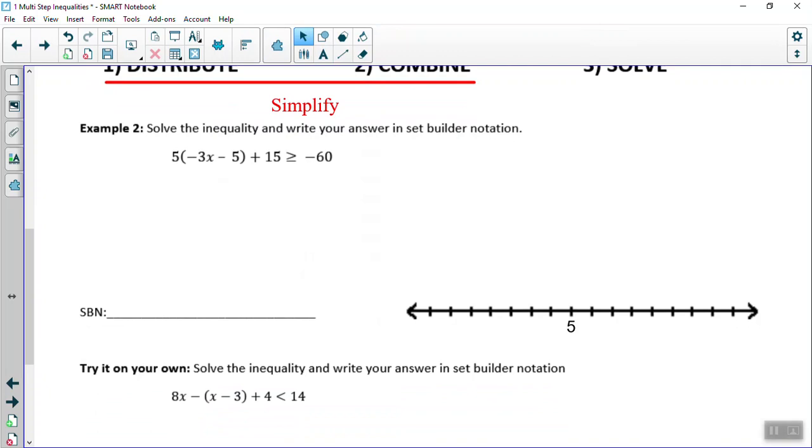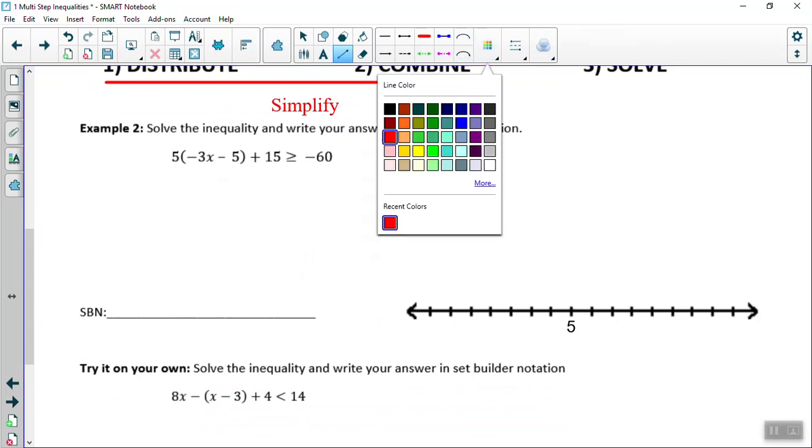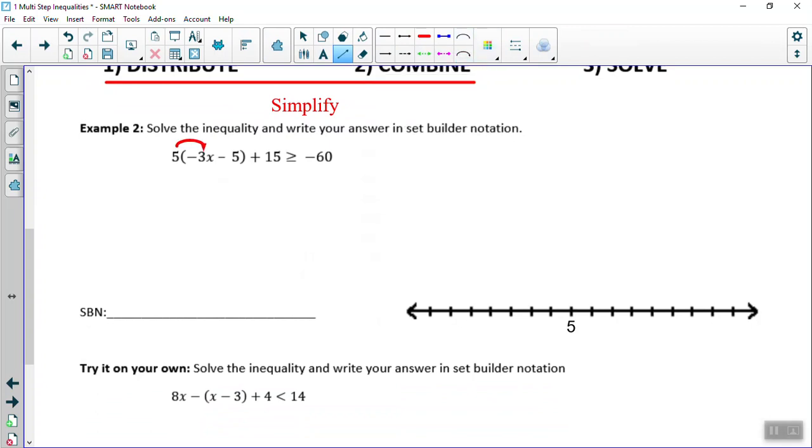All right, so solve the inequality and write your answer in set builder notation. So here we have this inequality here. The first thing we need to do is take this 5 and distribute it to everything inside. So we're going to take that 5 and we're going to distribute it to the 3x, and then we're going to distribute it to the 5. All right, so 5 times negative 3x is negative 15x. 5 times negative 5 is negative 25. So we end up with this inequality right here.